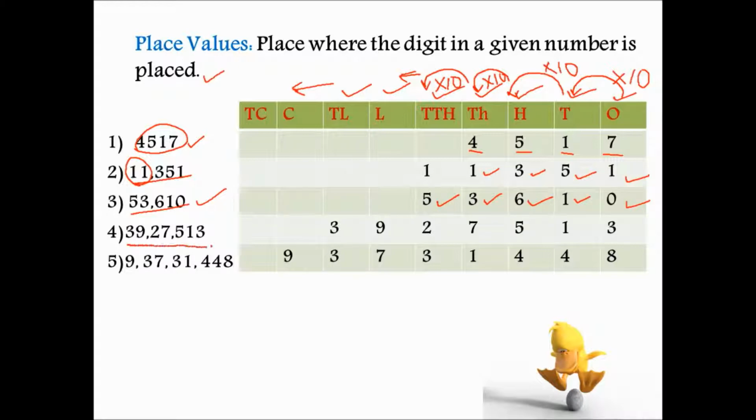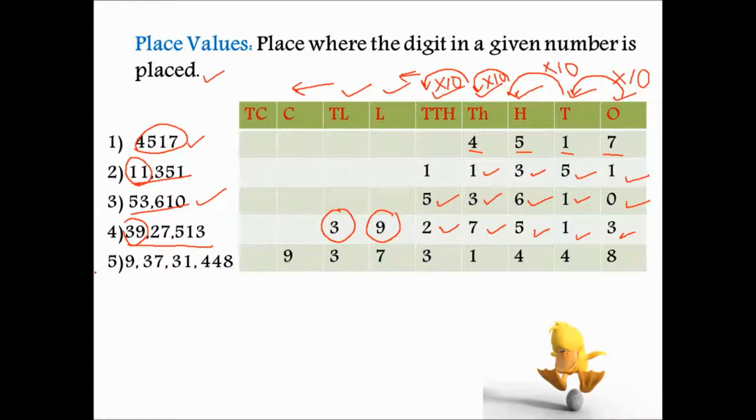What about a bigger number? Let us see this number: 39,27,513. So what about this number? 3 in the ones place, 1 in the tens place, 5 in the hundreds place, 7 in the thousands place, 2 in the 10,000s place. Till this, it is similar to the previous numbers. Now it is 39, so 9 will be placed in the lakhs place, and 3 will be placed in the 10 lakhs place.